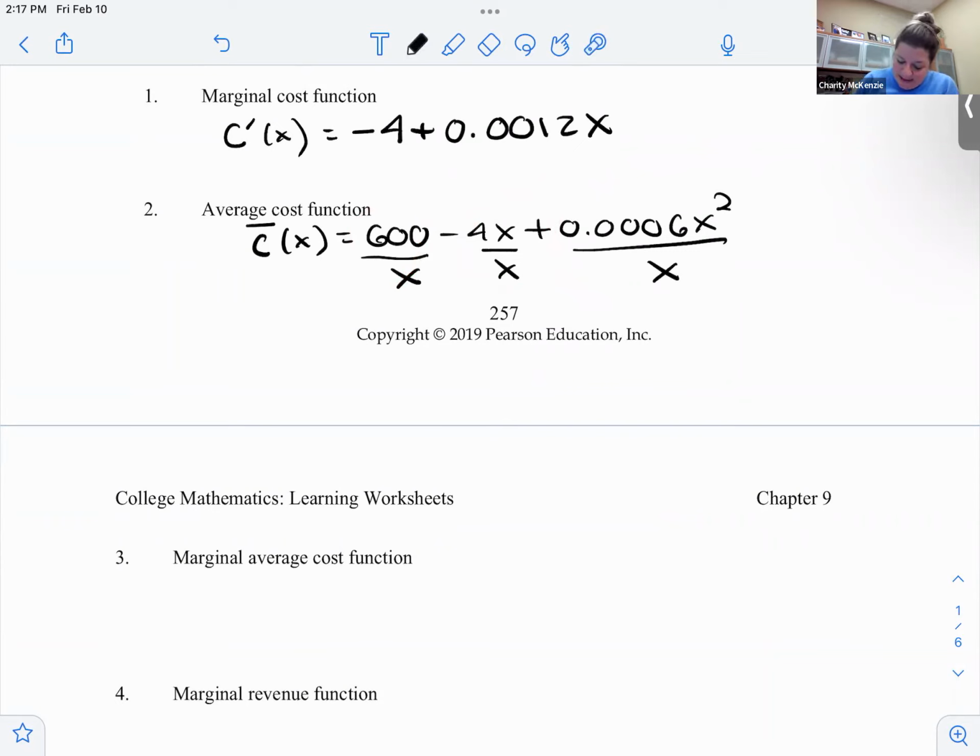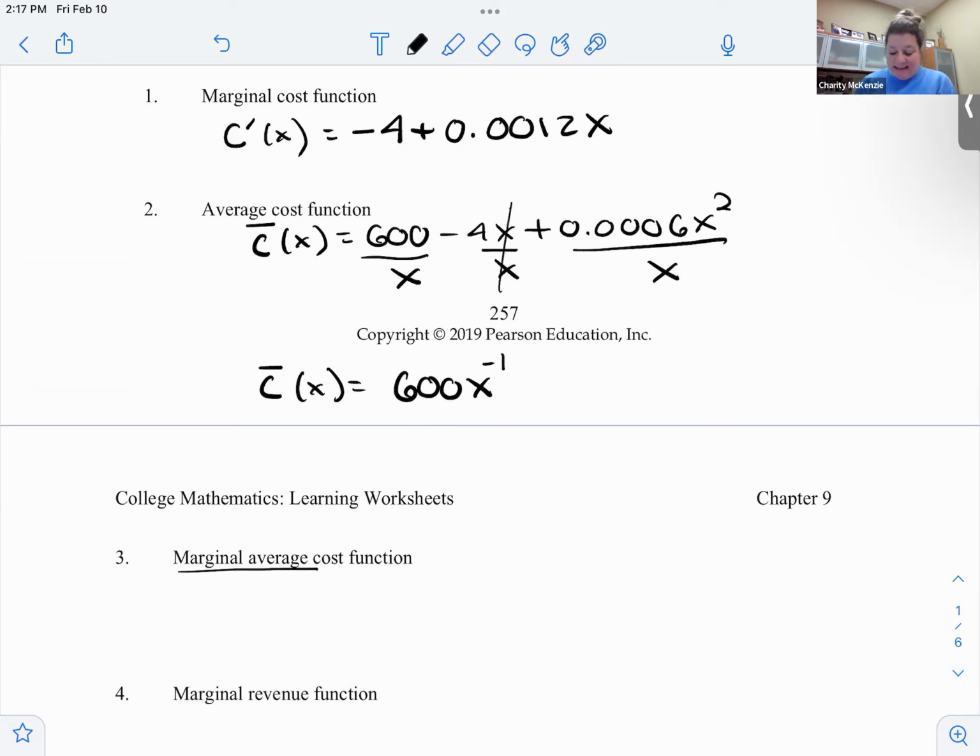And our final answer would be average cost is going to be 600 with x underneath. You could write that as x to the -1, so that the next question, maybe I'll do that. So the next question, we would be ready for the derivative, right? So 600x to the -1, because I can see right here, marginal average. Our next one's going to make us do the derivative.